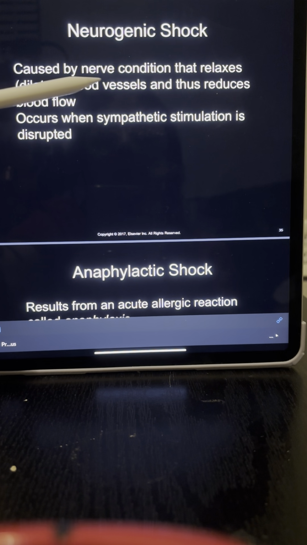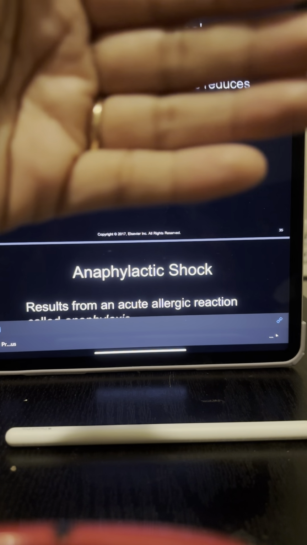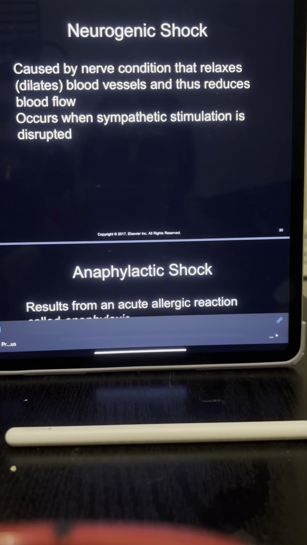So when my vessels dilate, my diameter gets bigger, and now I don't have enough volume filling that up, so my arteries can't massage the blood, can't continue pushing that blood. So now there is less blood flow, and again my organs start to fail, my tissues start to fail, my cells stop working. And this happens again when my sympathetic system is disrupted.